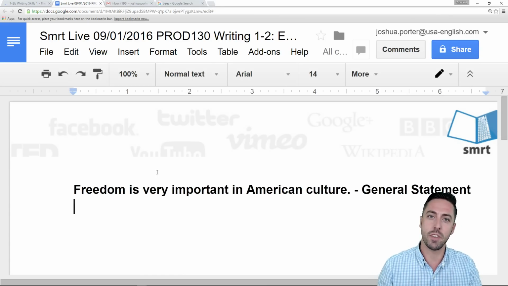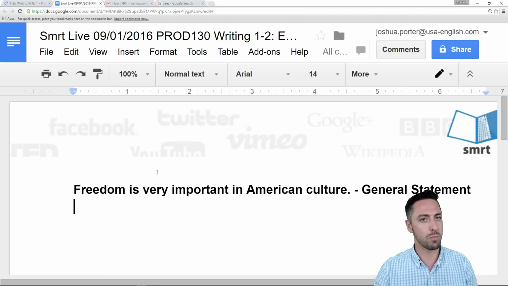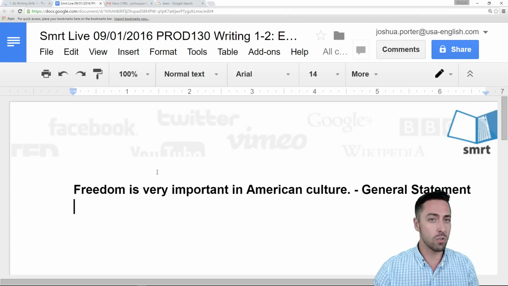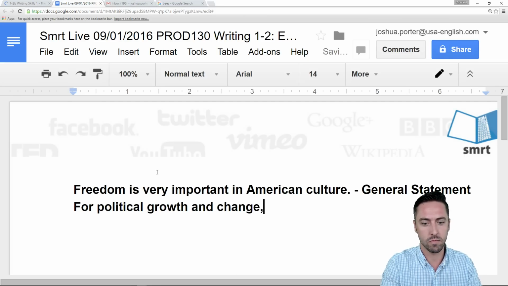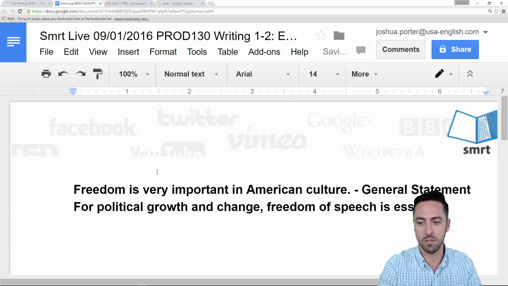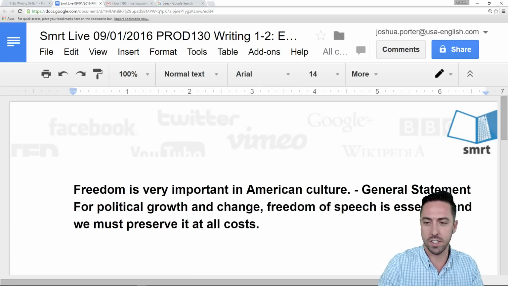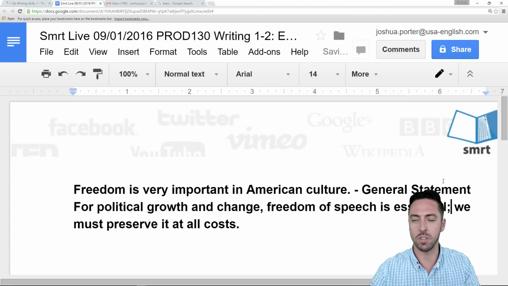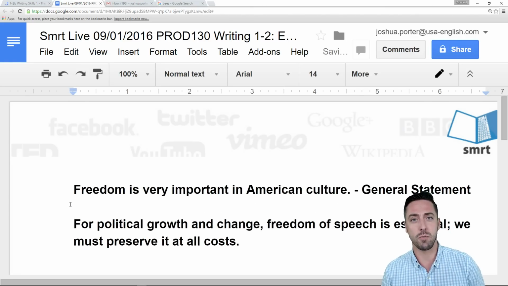And to give you an example of a thesis statement, my purpose about talking about freedom might be because I want to prove the point that for political growth and change, freedom of speech is essential; and we must preserve it at all costs. So this would be an example of my thesis, my main argument, the point that I want to prove.